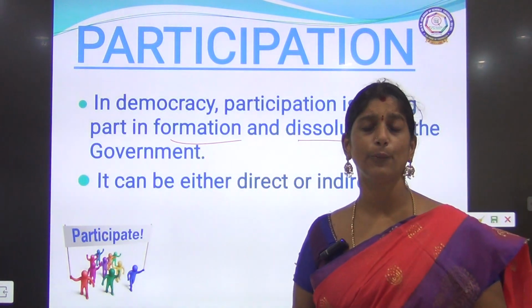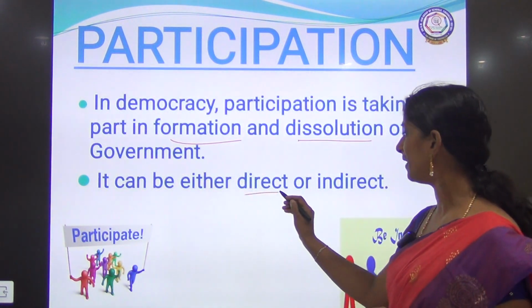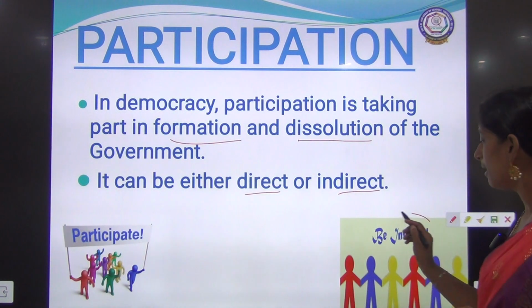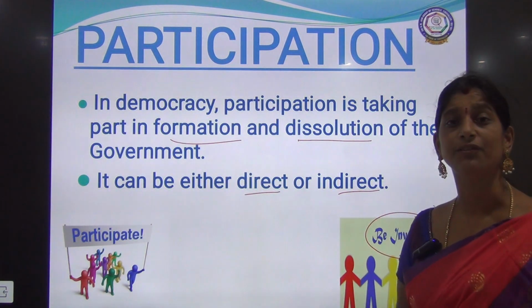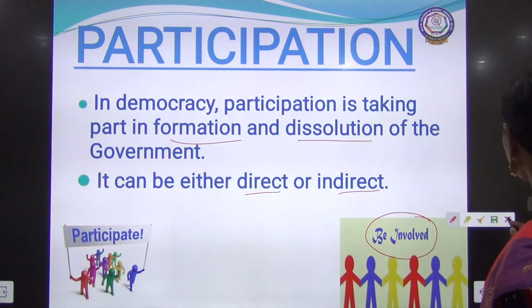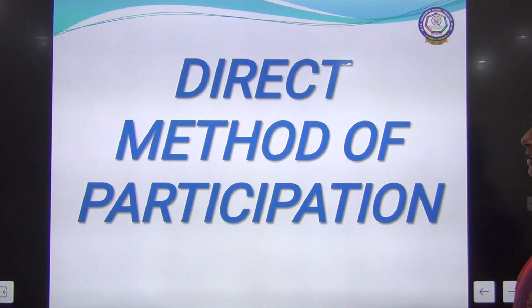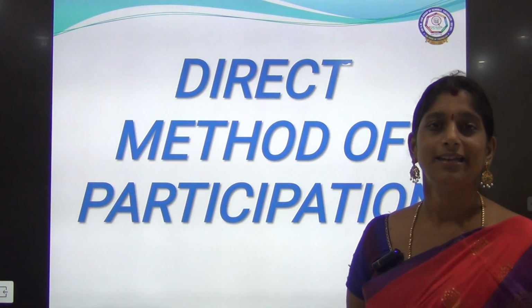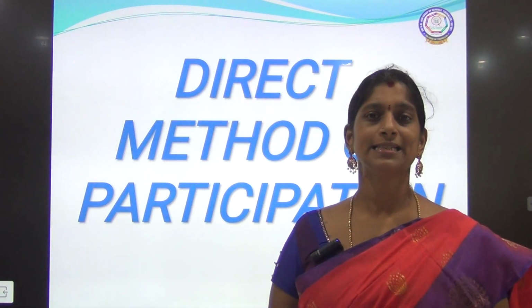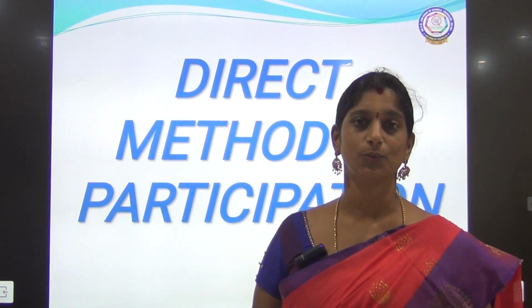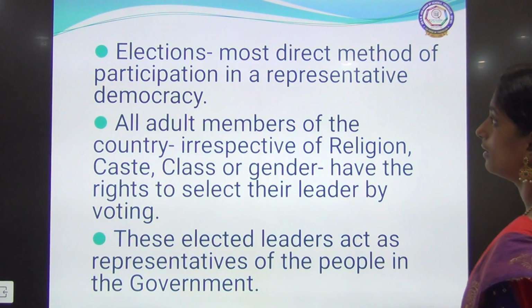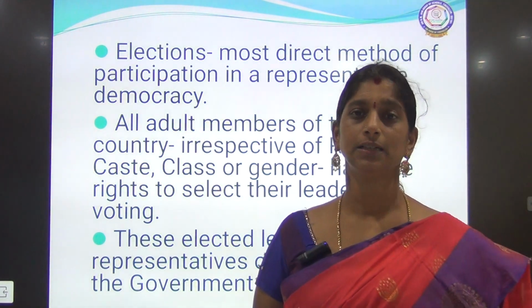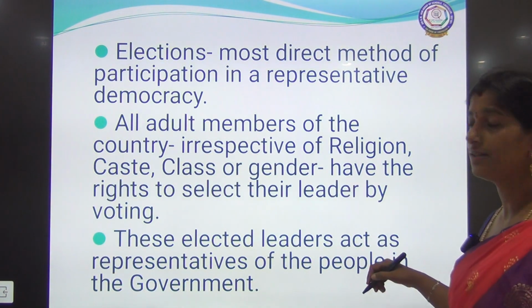So there are two ways of participation. One is the direct method to participate, and the other is the indirect method. Participation is nothing but being involved, getting into a thing, right? First we will see what is the direct method of participation. Do you have any idea, children? Yes, the direct method to participate is by voting, because we are going to select our representatives. So elections are the most direct method to participate in the democracy, the representative democracy.